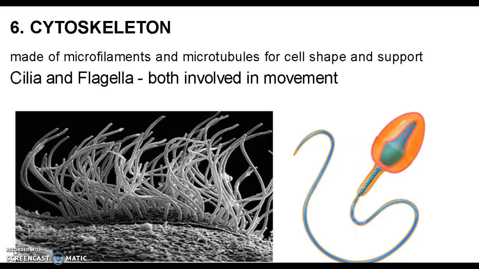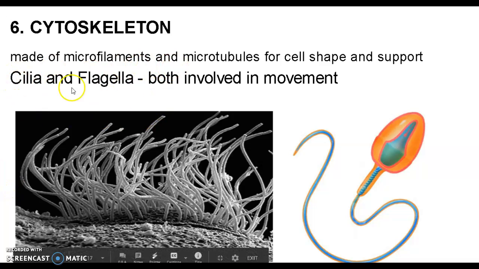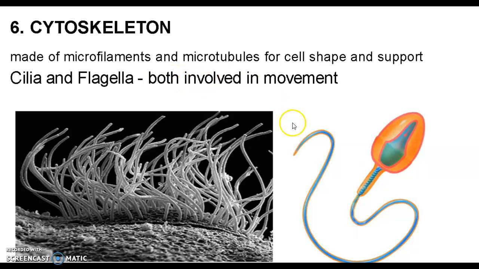Next, we have parts of the cytoskeleton. So cyto means cell and skeleton. So you can think of this as like the skeleton of the cell. This provides a lot of structure to the cells, and these two organelles, cilia and flagella, could be part of a cell, and they are both involved with movement.